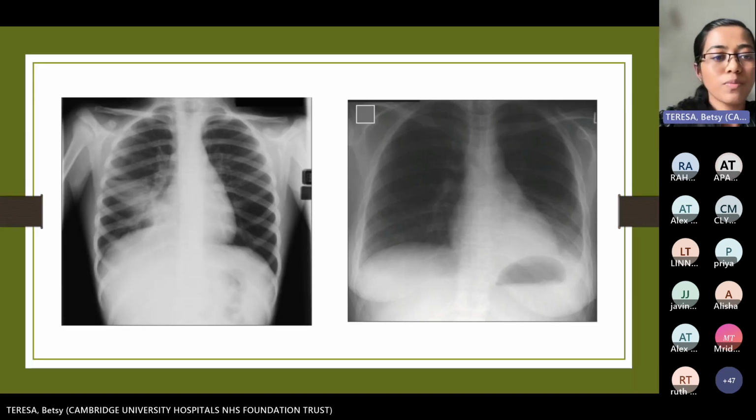So we've got a few X-rays here. The first one is actually both of them presented to the ED with cough and fever. Like you can see on the first one, there's a shadow in the right middle zone that you can see. You can also see that the right heart border seems to be effaced. And that's the clue. That's a clue to a pneumonia involving the right middle lobe.